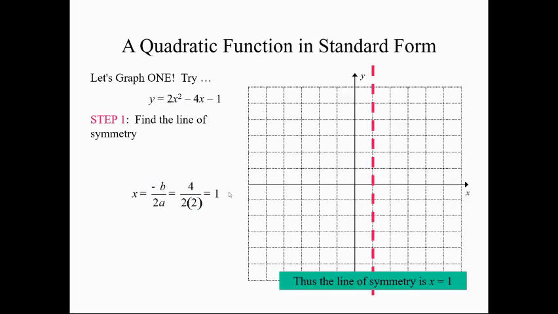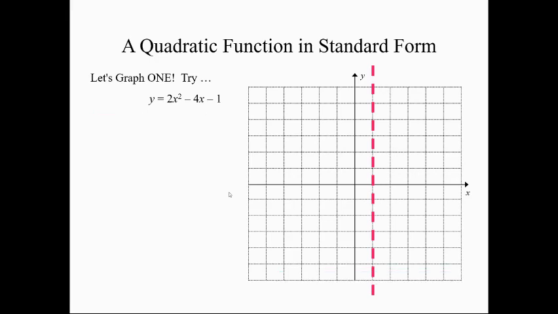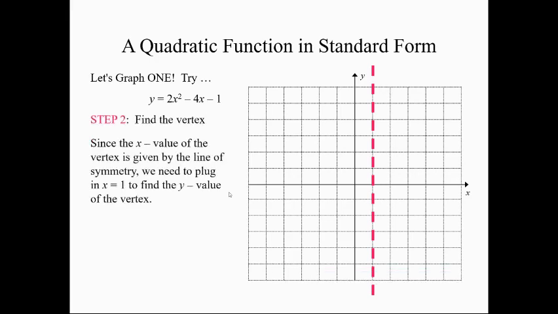Now, to find the y value, I'm just going to plug in 1 for x. To find the vertex, since the x value of the vertex is given by the line of symmetry, we just need to plug in x equals 1 to find the y value. Well, we have 2 times 1 squared minus 4 times 1 minus 1. 1 squared is 1. 2 times 1 is 2. 4 times 1 is 4. 2 minus 4 is negative 2. Minus 1 is negative 3. So our vertex is at (1, negative 3). Put a point.